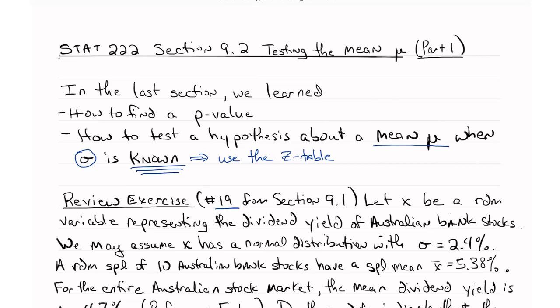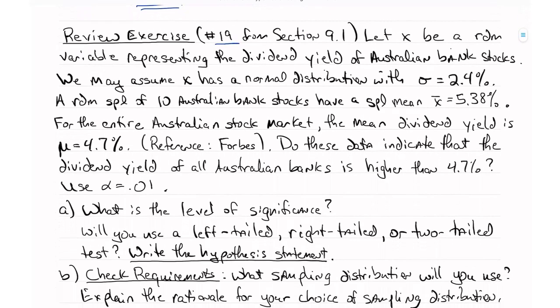It says, let x be a random variable representing the dividend yield of Australian bank stocks. We may assume x has a normal distribution with standard deviation 2.4%. A random sample of 10 Australian bank stocks has a sample mean of x bar equals 5.38%. For the entire Australian stock market, the mean dividend yield is mu equal to 4.7%, and the reference there is Forbes.